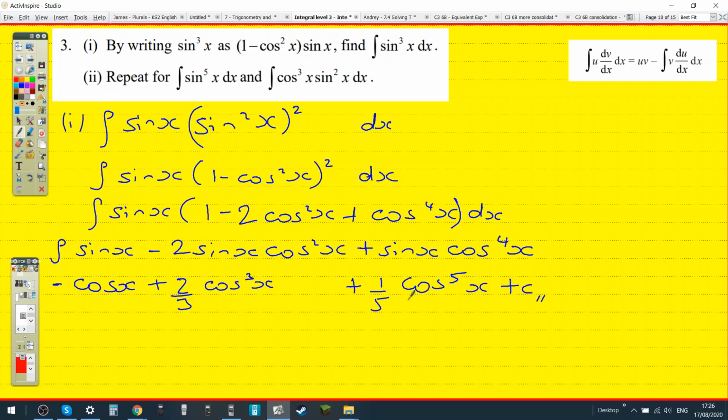How about this weird one? Which way? Oh, that one. Okay. Cos cubed x sine squared x. I really don't know. Well, sine squared x is 1 minus cos squared x, if that's helpful. Okay.